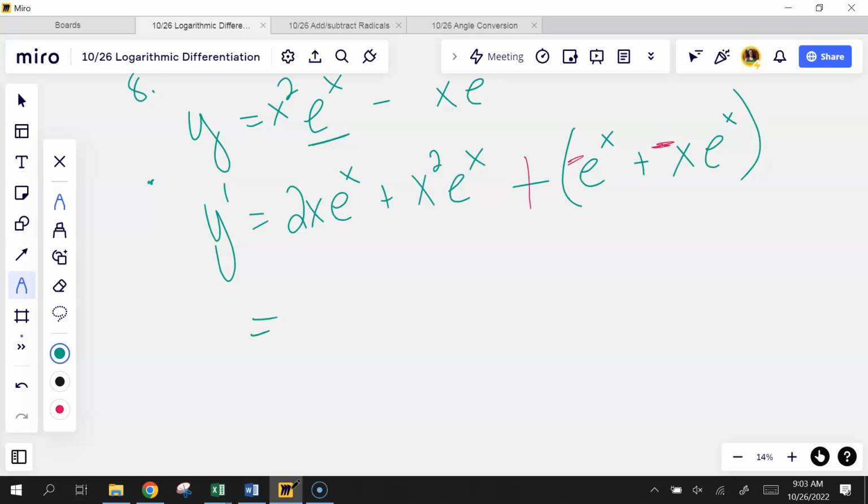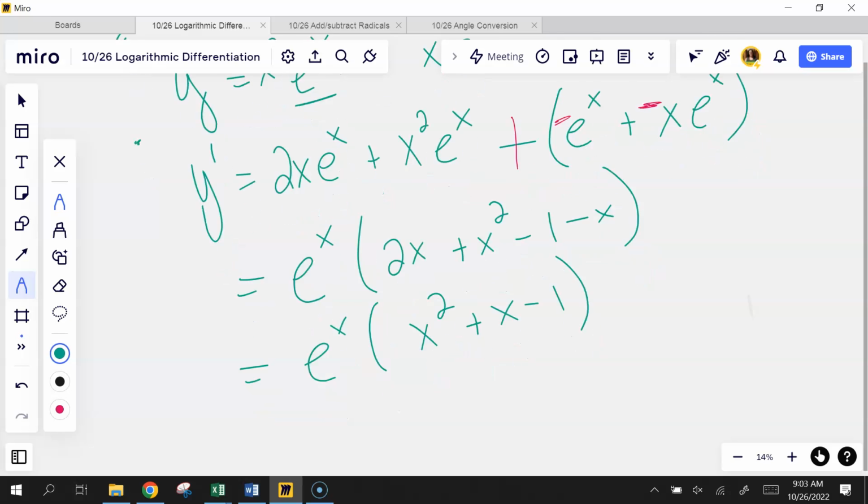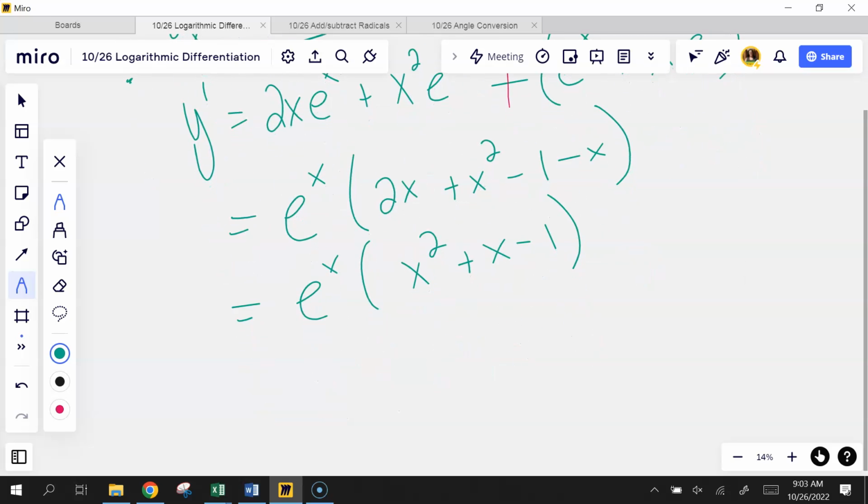Let's see, then there might be some like terms. If I take e to the x out, it leaves me with 2x plus x squared minus 1 minus x. I can combine those two: x squared plus x minus 1. And that's really all I can do. Does that make sense?